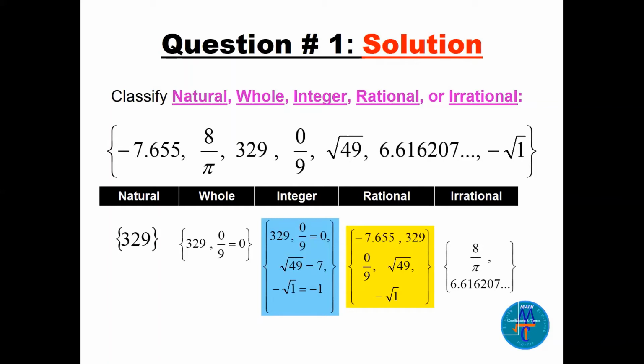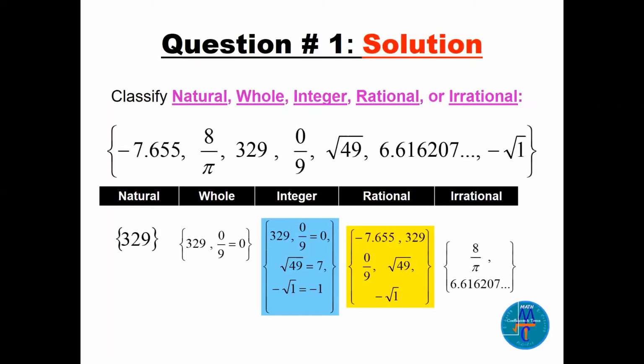Let's look at the integers. 329 is an integer. 0 is an integer. Square root of 49, which is 7, is an integer. Minus square root of 1 is -1. That's also an integer.